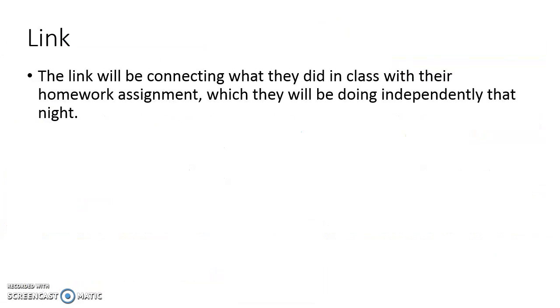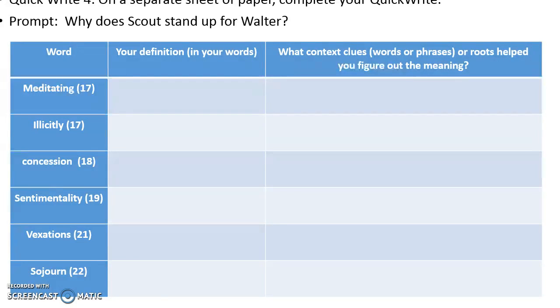So the link will be connecting what they did in class with their homework assignments, which they will be doing independently that night. This homework assignment will be their 4th quick write for this unit. So on a separate sheet of paper, they're going to discuss why Scout stands up for Walter. I think it's important to kind of switch it a little bit, because even though our main focus is Atticus in this unit, I want them also to see that other people are taking a stand, and they can use those same words to describe these other characters.